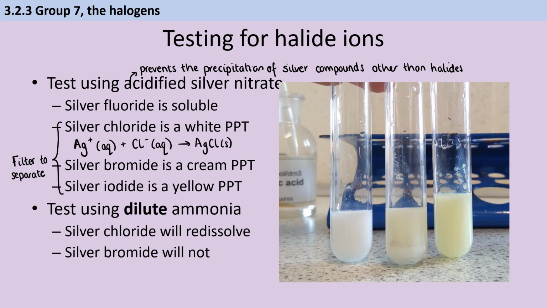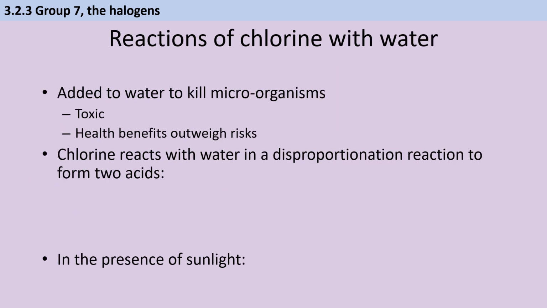silver bromide will not. Small, carefully controlled amounts of chlorine are added to both drinking water and swimming pools in order to kill harmful microorganisms, despite the fact that chlorine is toxic. This is because, on balance, the health benefits of not having pathogens in that water outweigh the risks of adding a small amount of a toxic substance.